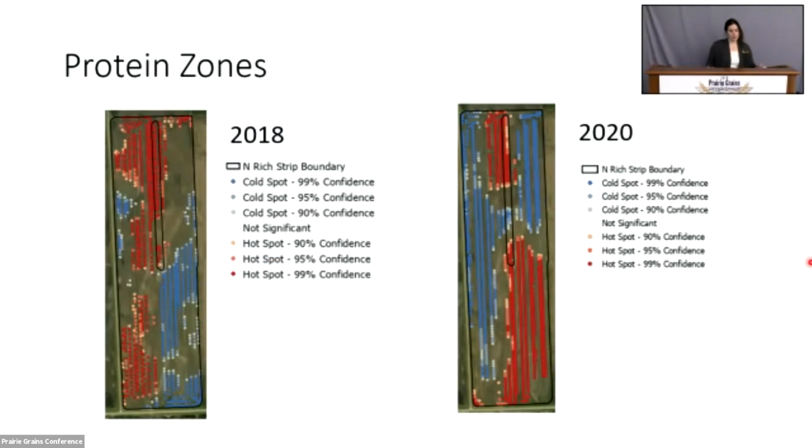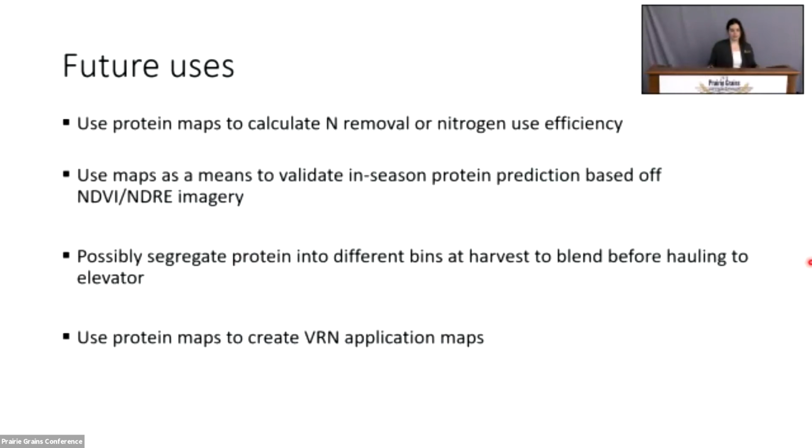So in 2018, you can see we had higher protein in those red zones and lower protein in those blue zones. In the 2020 map, those zones may have flipped, but we can see higher protein and lower protein zones. And so we can use this map to help identify maybe some protein management zones. Add a few other layers in there too, but just to help delineate some zones.